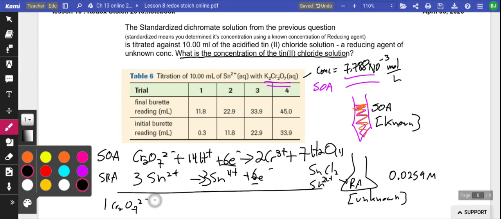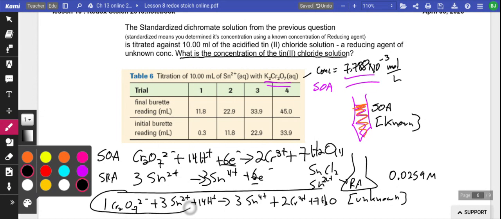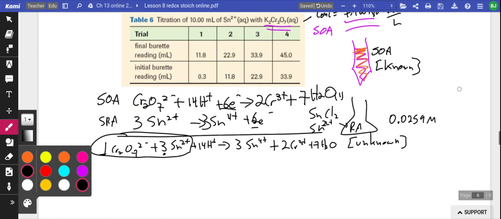1 dichromate reacts with 3 tin 2 plus to give 3 tin 4 plus, 2 chromium 3 plus, and 7 water. If I was in a big rush, this is really what I need. This ratio, 1 dichromate for every 3 tin. So now we can do our stoichiometry. We have our balanced redox reaction, 6 gained, 6 lost.